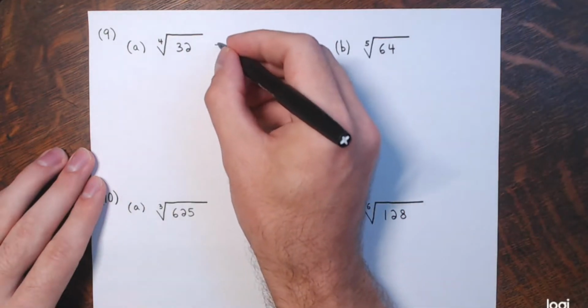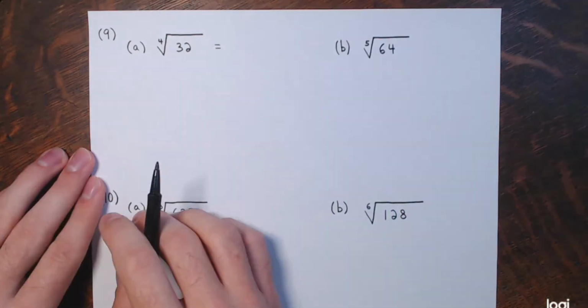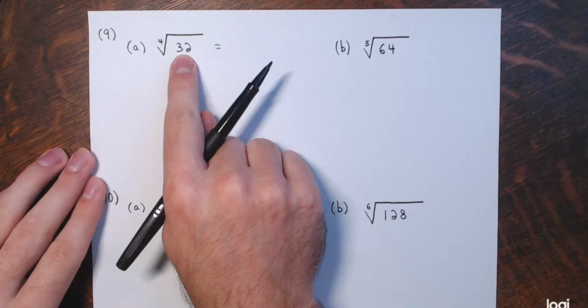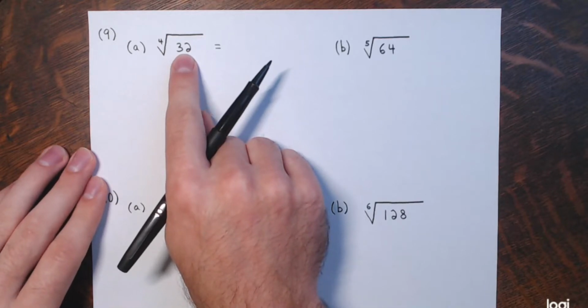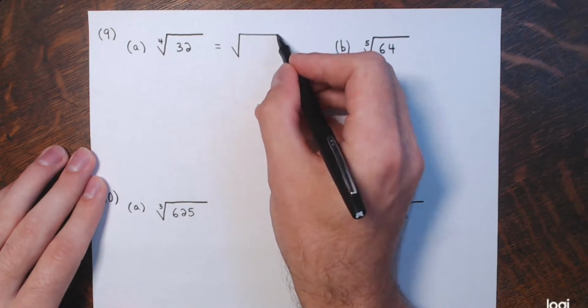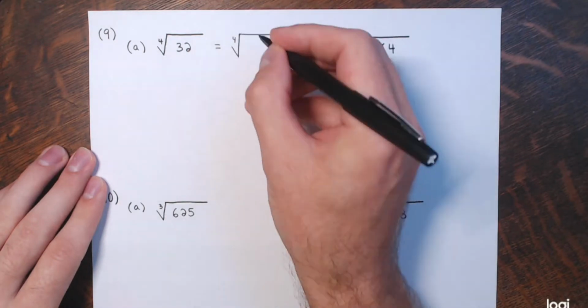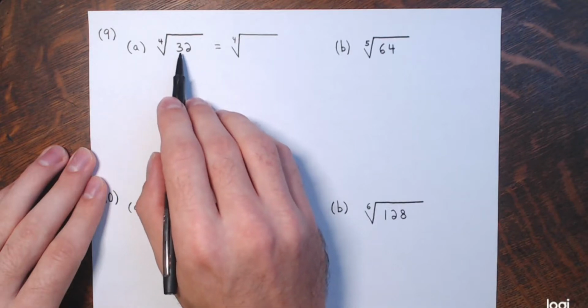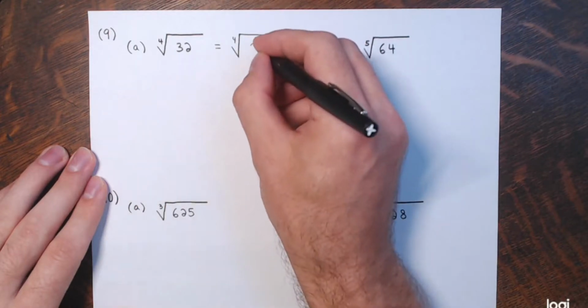The fourth root of 32. And we're asked to simplify it, right? Basically factor out any fourth powers that go into 32 evenly. So just like the square roots, this is equal to the fourth root of, and then 32, I'm going to factor 32 completely. That's 2 to the 5th power.